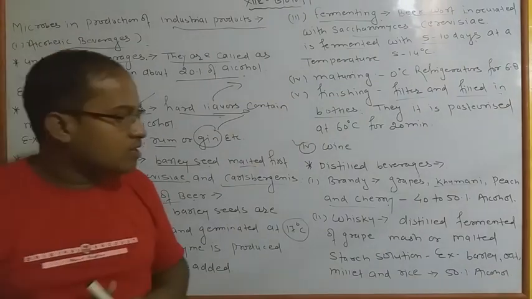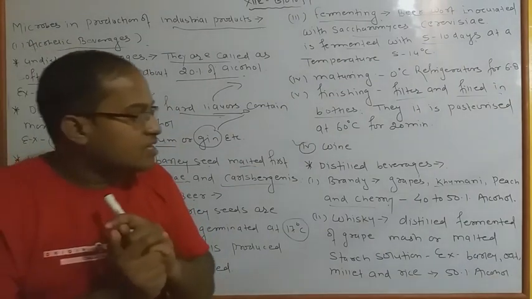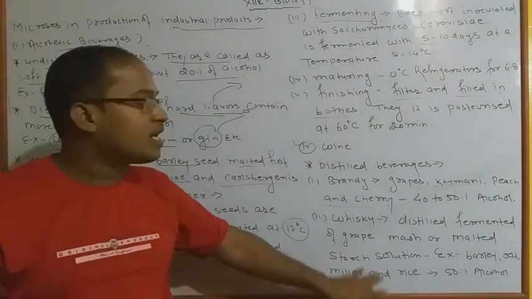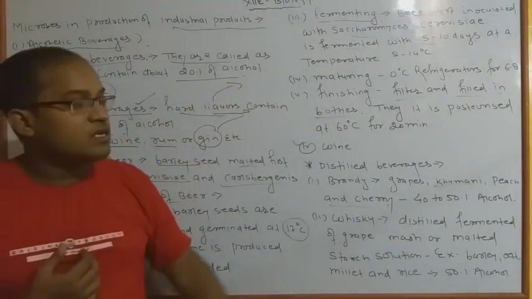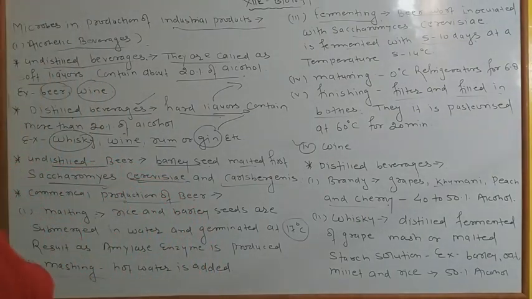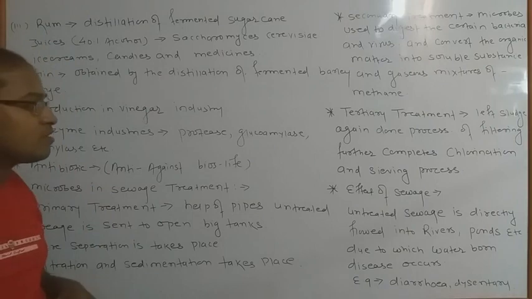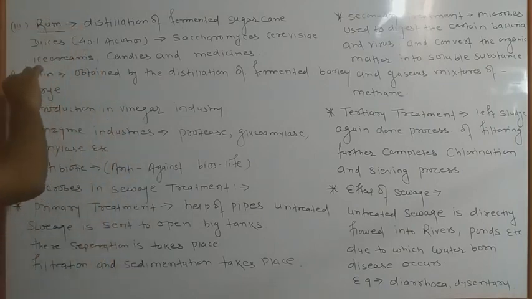In the next part we have to discuss how microbes are used in different types of production of certain things and biogas, and we also have to study how microbes are used in sewage treatment. Apart from that, two topics are remaining in the production by microbes: third is rum and fourth is gin.